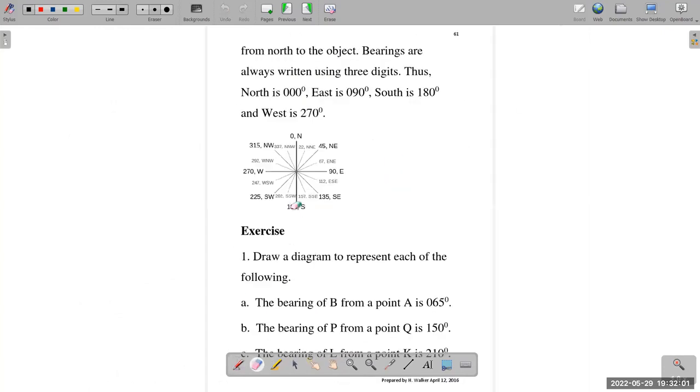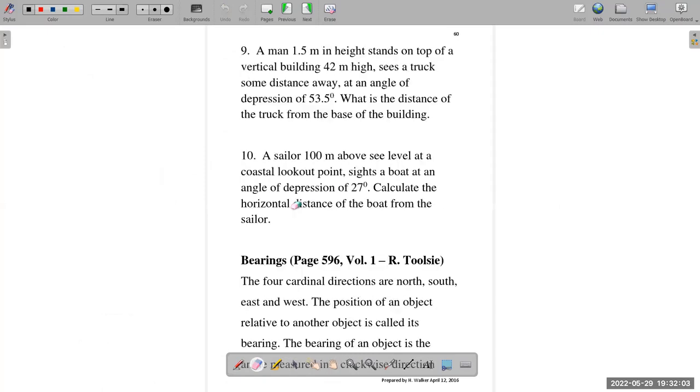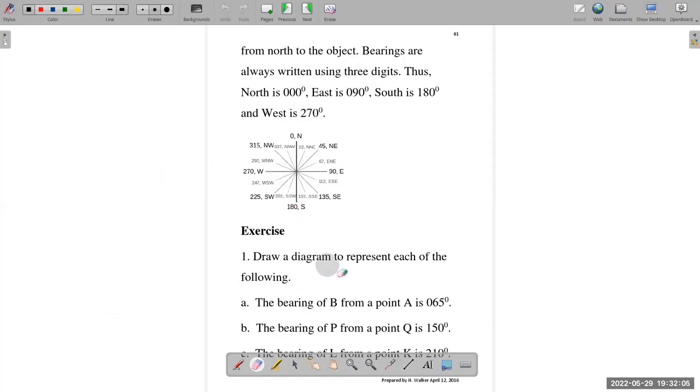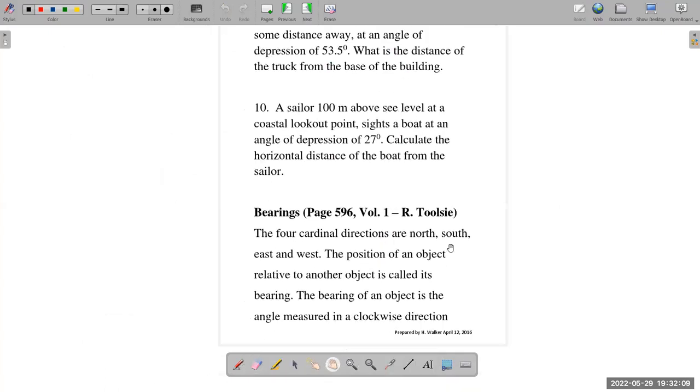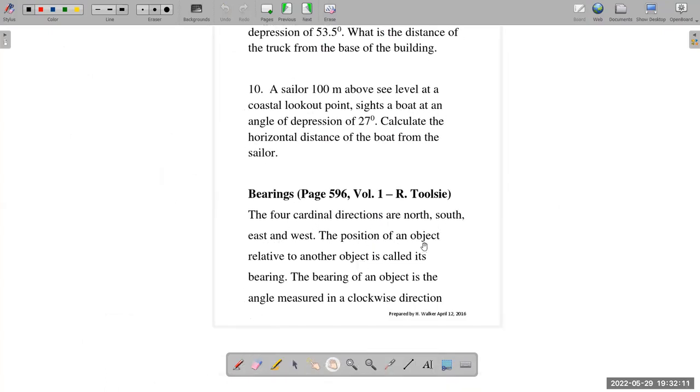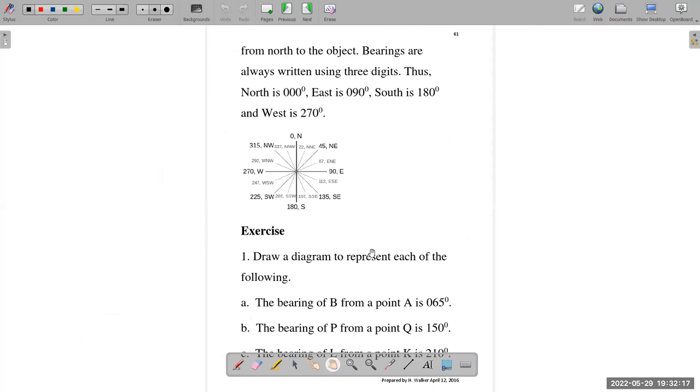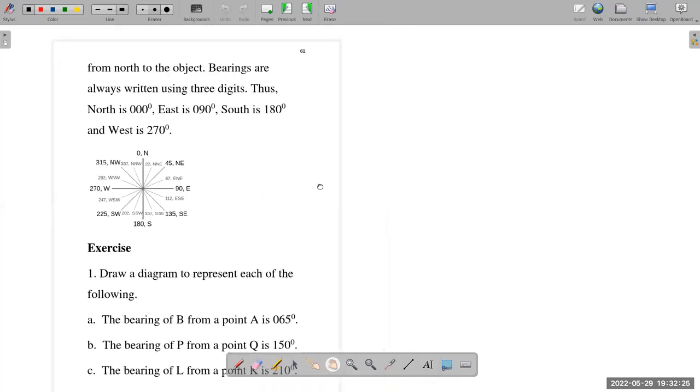We also measure bearings from what? Let me just go back to the summary notes so that we can get this clear. I'll just read through these notes. The 4 cardinal directions are north, south, east, and west. The position of an object relative to another object is called a bearing. The bearing is measured clockwise from the north. Bearings are always written using 3 digits. So if we see here, that's how we represent it, right?